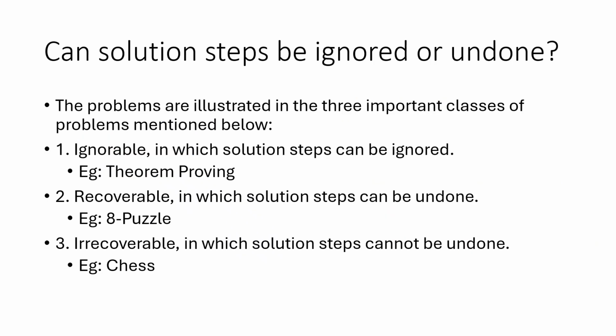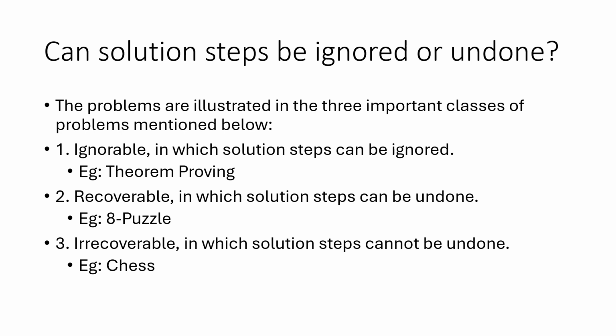So the next problem characteristic is the possibility of undoing solution steps. Can solution steps be ignored or undone? It determines whether actions taken during problem solving can be reversed if they turn out to be incorrect. The problems are illustrated in three important classes: ignorable, recoverable and irrecoverable. Ignorable means solution steps can be ignored, so only the final result matters. Examples are theorem proving and equation solving.